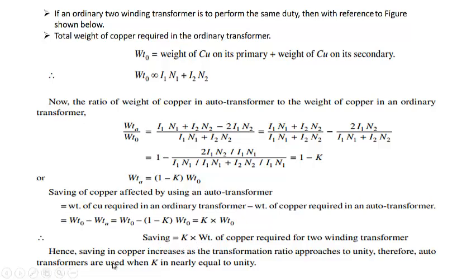Hence the saving of the copper increases as the transformer ratio approaches unity, or we can say the auto transformer becomes more effective as the transformer ratio reaches unity. Therefore, auto transformers are mostly used for K nearly equal to unity, or we can say it is usually used in the range of 0.5 to 1.5.